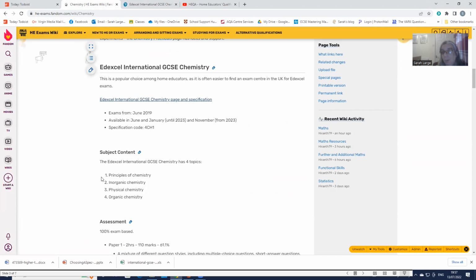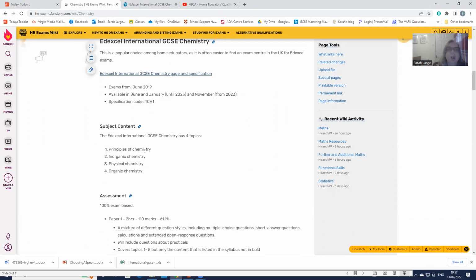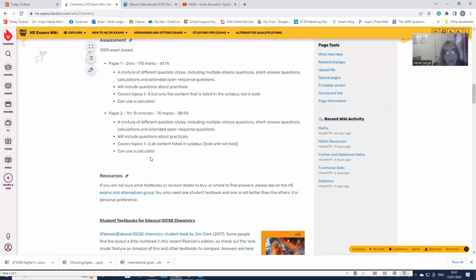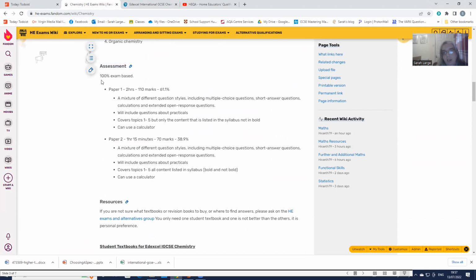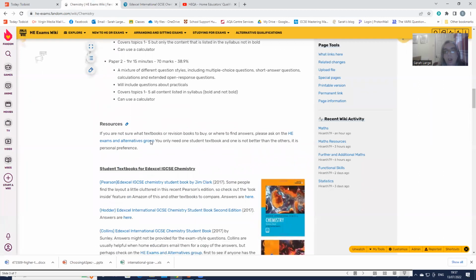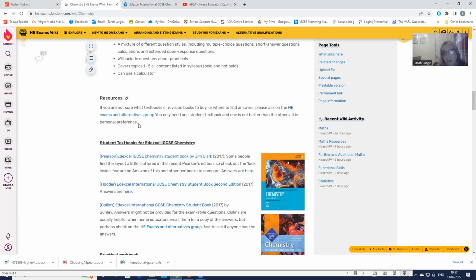What we've got on the wiki is basically a summary of relevant bits. Pulled out some of the content to give you an idea of what's involved. The assessment, you can see it says 100% exam based. So that means there's no practical components. Tells you what sort of papers, what's involved. And then not all the subjects are quite in this form yet, but we're getting there. There's a list of resources.